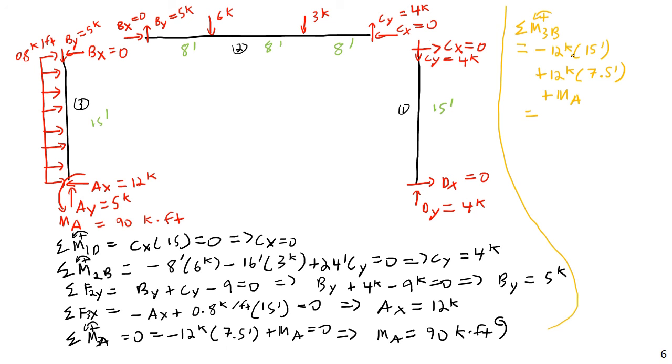Okay, so we have that. Let's see, what is 12 times 15? That's going to be 4 times 4 is 60, so 180, right? So negative 180, and then that's going to be plus 90, and then plus MA is equal to 0. So then we have negative 90 plus MA is equal to 0, and then MA is equal to 90 kip feet. So again, regardless of what point we sum moments about, we will get the exact same moment.